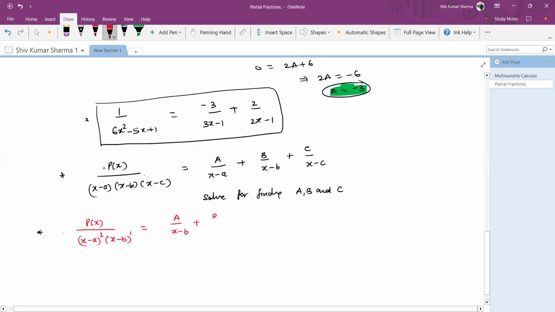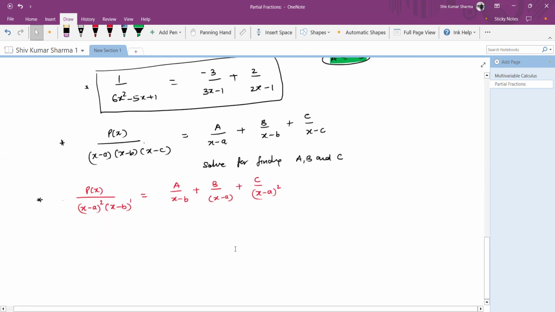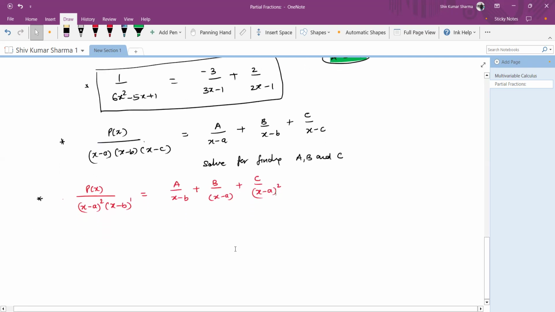So we make two factors. We write down b upon x minus a, plus c upon x minus a to the whole square, because x minus a is also a factor of x minus a to the whole square. So we take three constants a, b, and c, because we have degree 3 in the denominator. Simply, we solve the problem as ever for finding the capital A, capital B, and capital C. We will discuss the questions later.